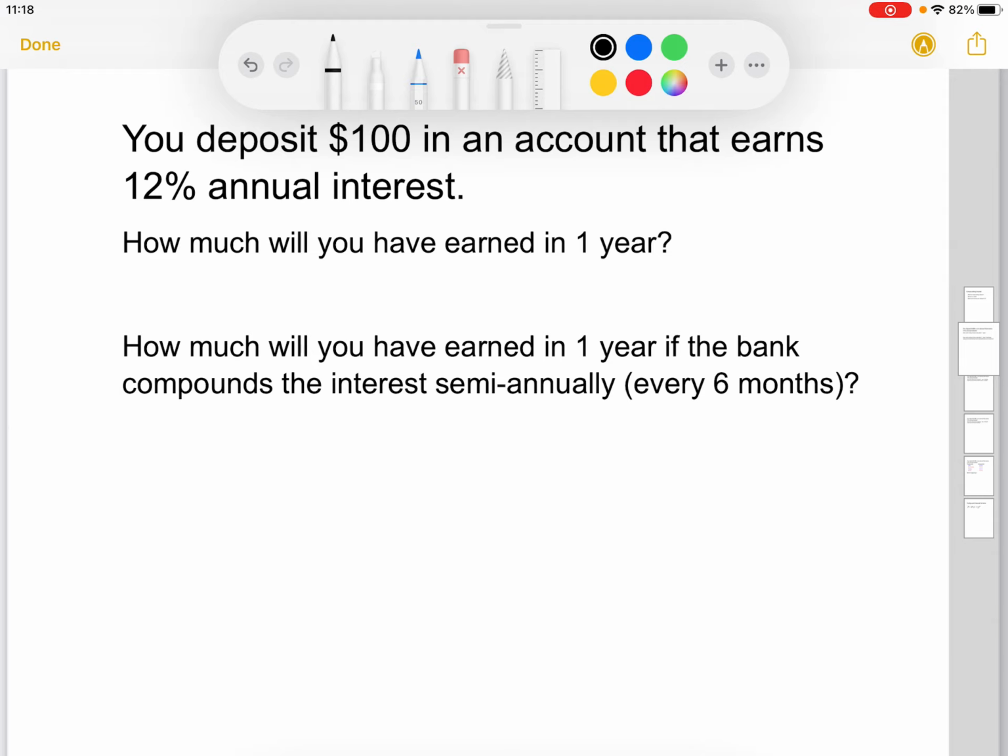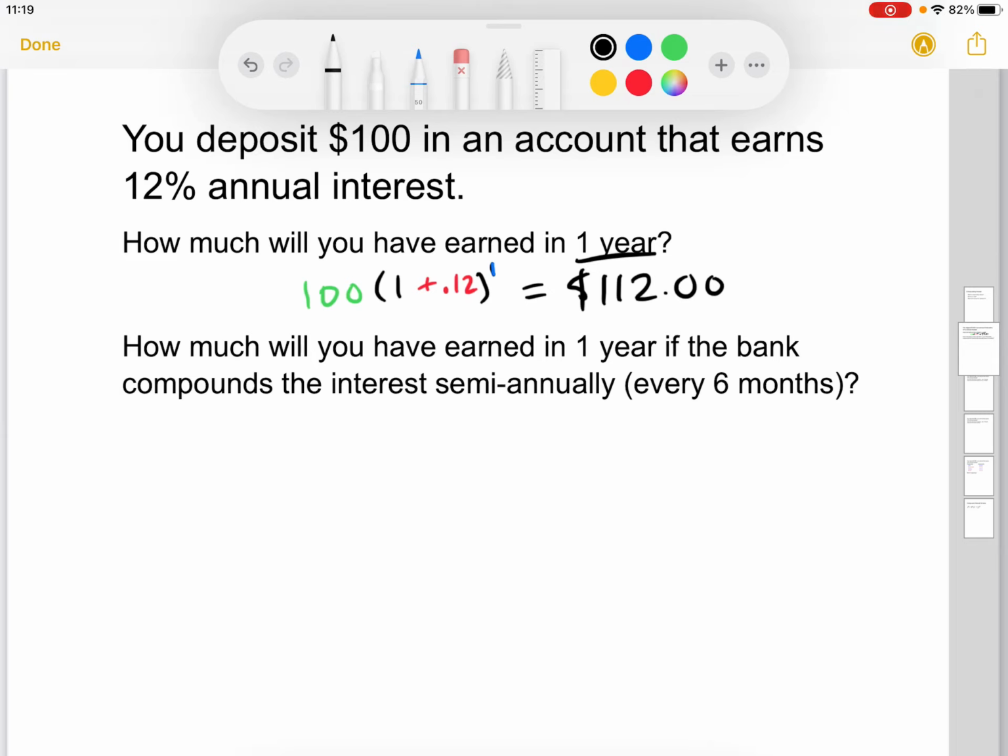So based on what we learned last time, we've got $100. We're going to multiply that by 1 plus my 12% interest, 0.12, and raise that to the number of times that growth is going to happen. In this case, that's 1 year. So that's all to the 1. Pretty simply, because we're working with 100, this is going to come out to $112, right? 12% of 100 gets me $112.